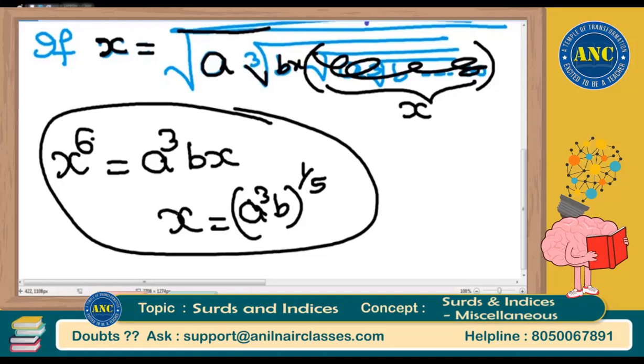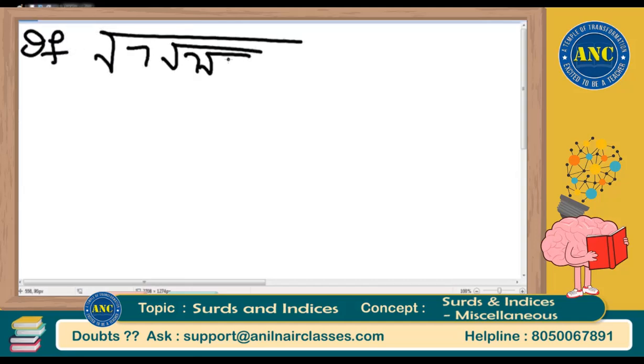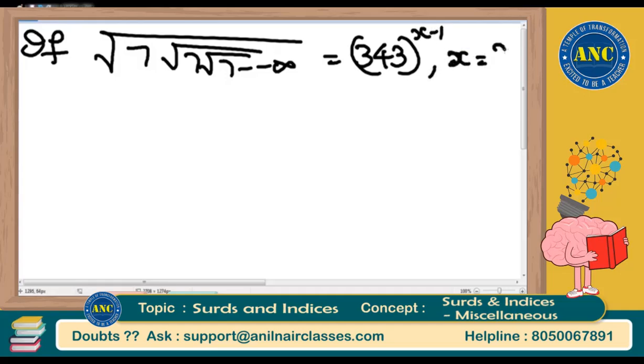That is one of the other varieties of question which I wanted to teach you. I want to teach you multiple methods, sir. Multiple varieties I am interested in. See here, this is another variety. If root 7 into root 7 into root 7 till infinite times is equal to 343 to the power of x minus 1, find the value of x.